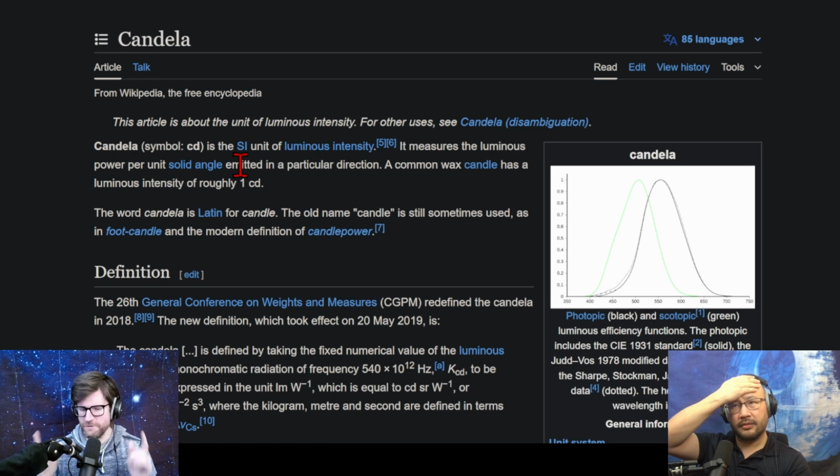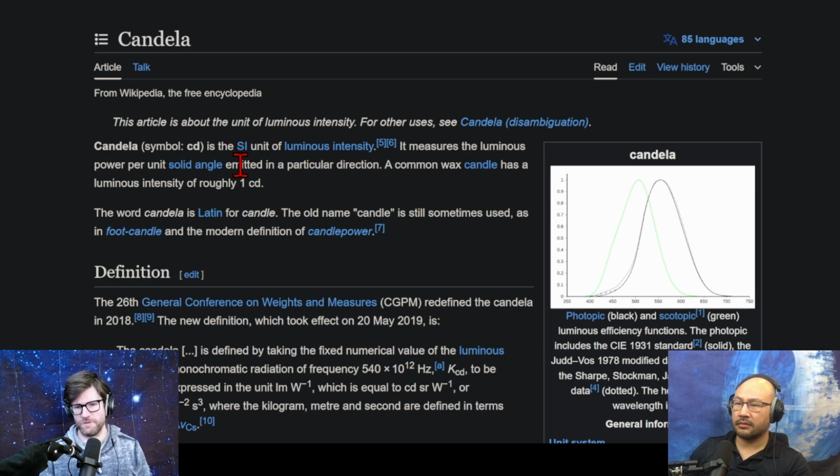To me, that still feels like a very derived unit, like an energy or power of a source. How is that? I think it has it in the definition here. It redefined the candela. It's down here under the definition.